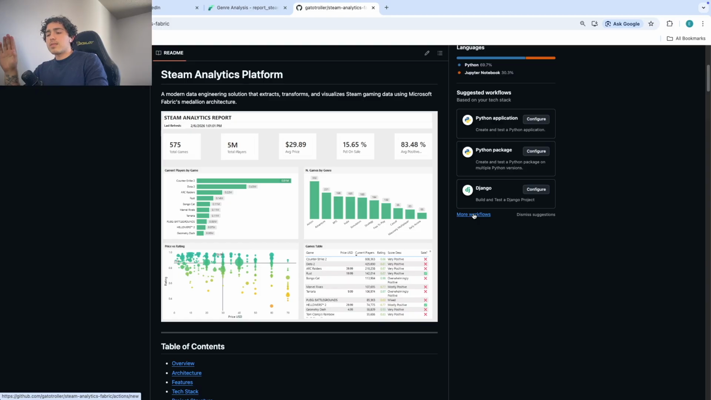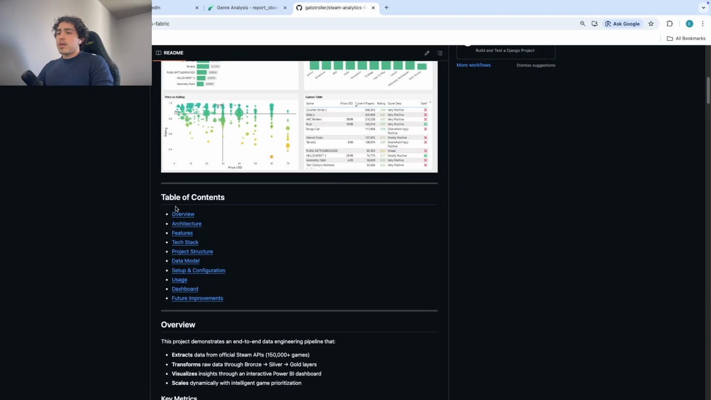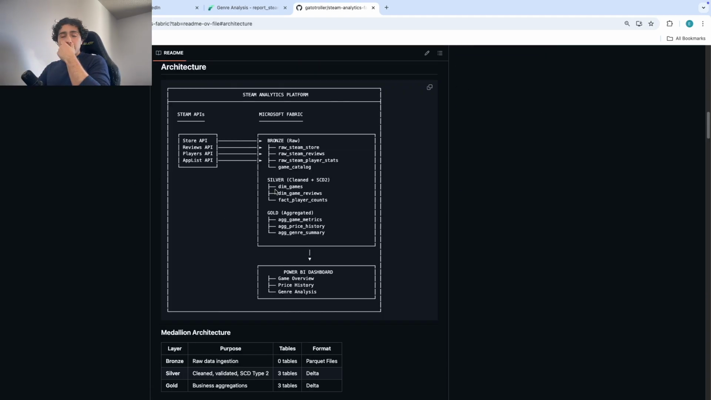This means I organize the data. I extract the data from the official APIs from Steam. I store it at the bronze layer. I transform it at the silver layer using slowly changing dimension of type 2. And finally, I store the data in the gold layer, but for business analysis, machine learning models, and things like that. Okay, so as I say, the architecture was this one.